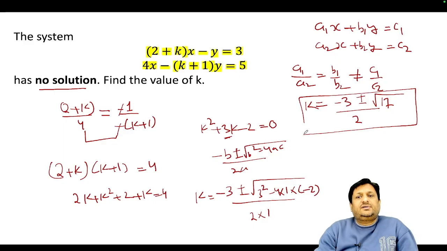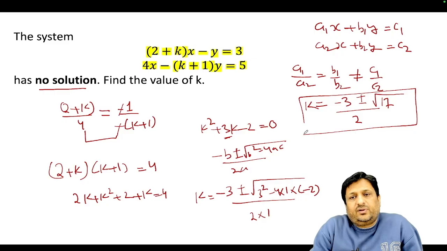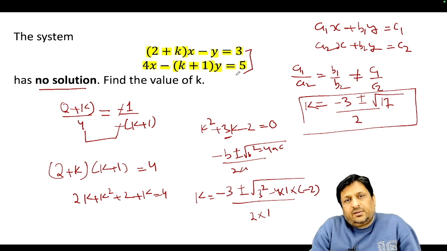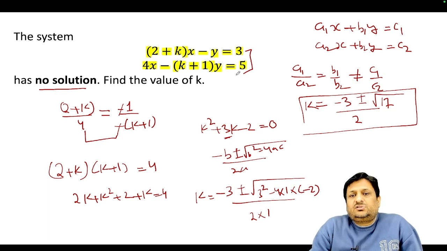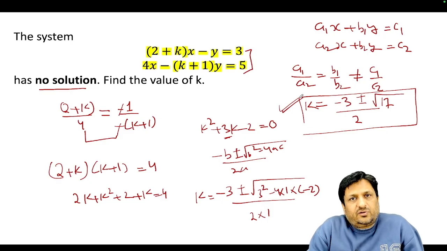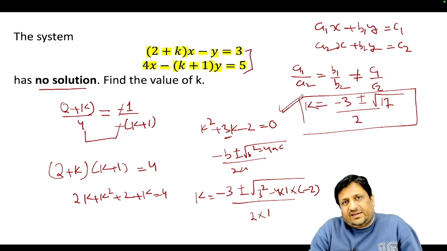And of course, when I put k as this value, a1 by a2 will be equal to b1 by b2, but they are not going to be equal to 3 by 5 because 3 by 5 is a rational ratio. So the answer to this question is, if k is equal to this, only then this system will have no solution, and we are getting two values of k from here, and neither value is rational, both values are irrational. Okay, so let's move to the next question.